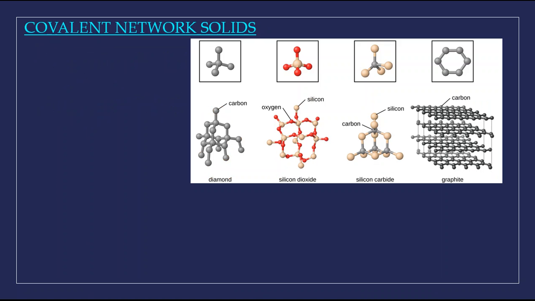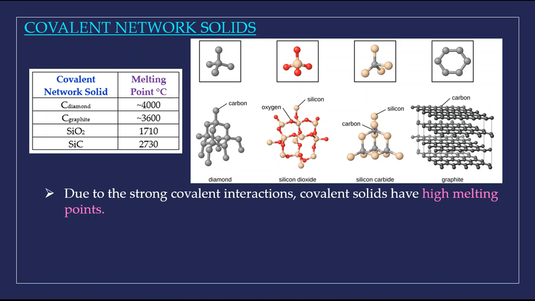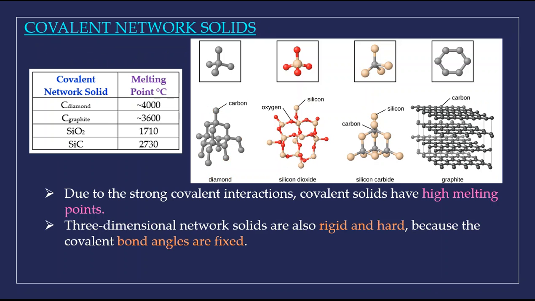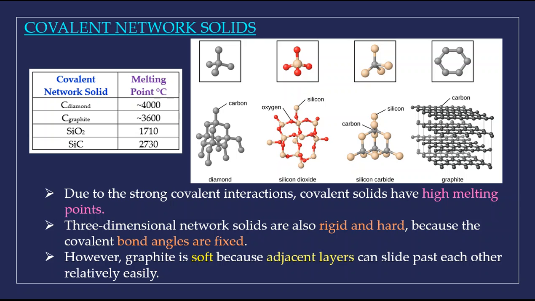What else do you need to know about these four? That they have high melting points, really high melting points, because they have these bond angles that are fixed and hard and rigid. The one thing though that you need to remember about graphite is it's soft.